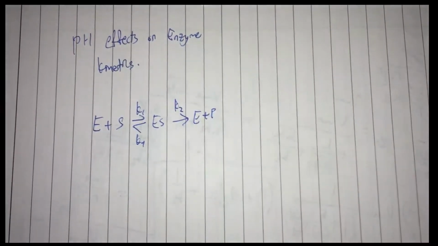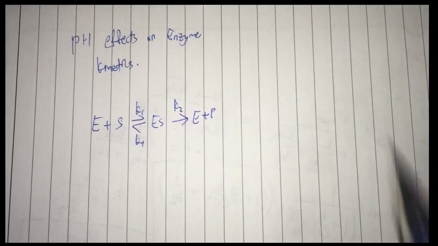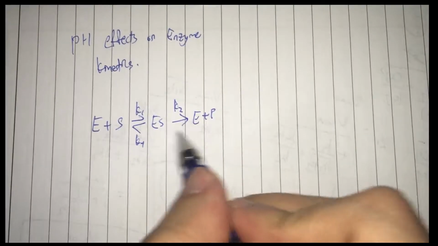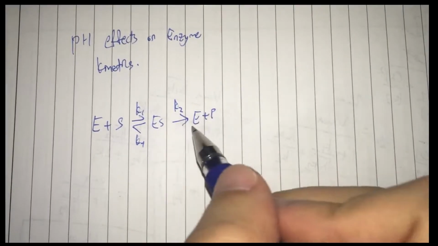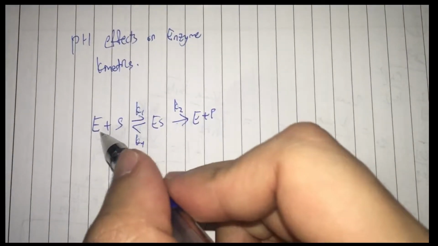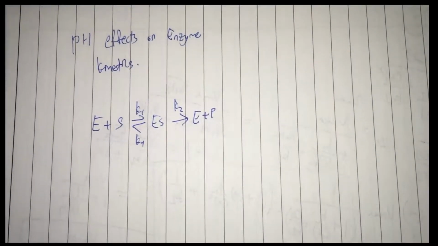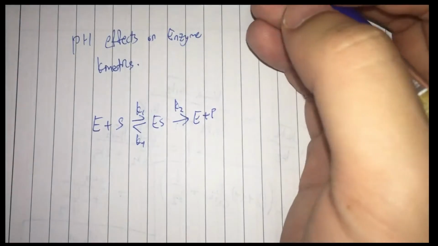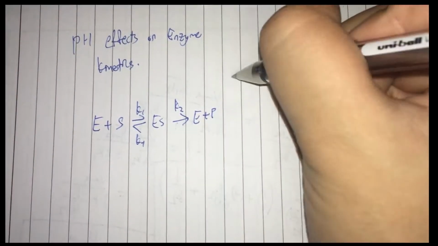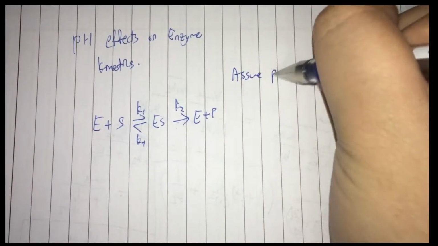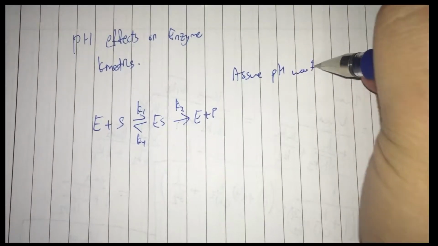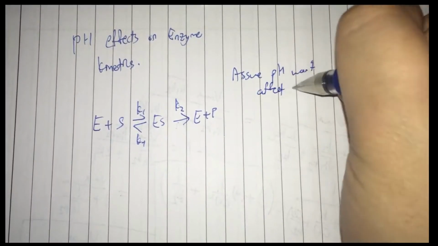If you've seen the last videos, you should already know. This is the standard one with only the forward reaction in this case, and there's an equilibrium between enzyme and substrate and the enzyme-substrate complex. Now, what happens when pH comes in? In this case, we assume pH won't affect the substrate.